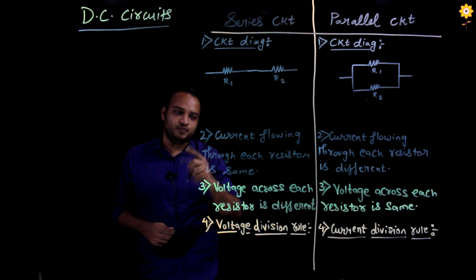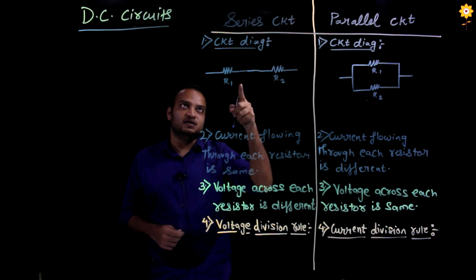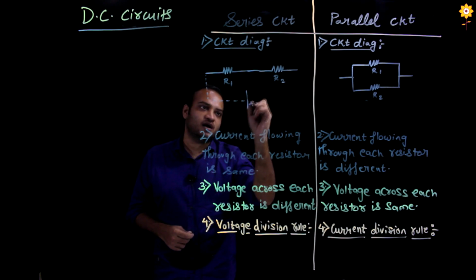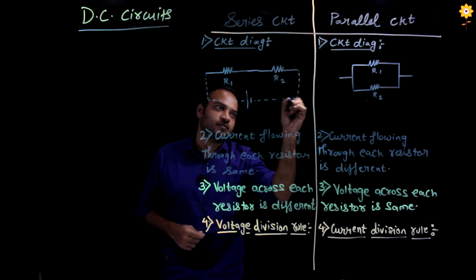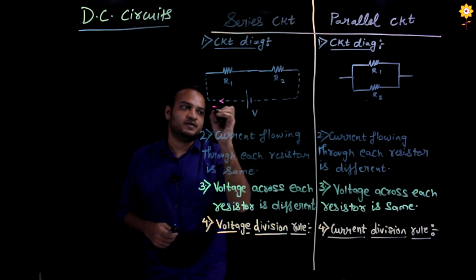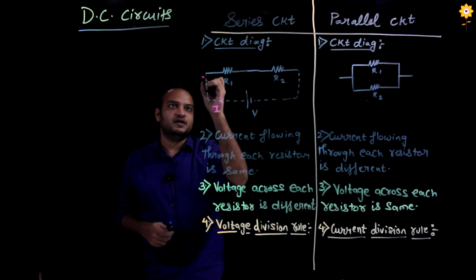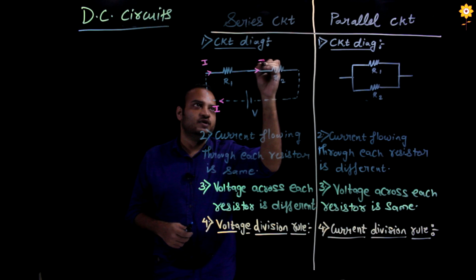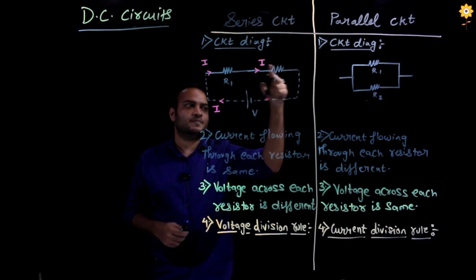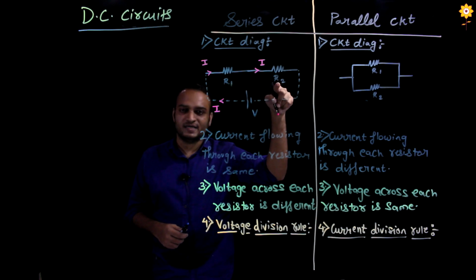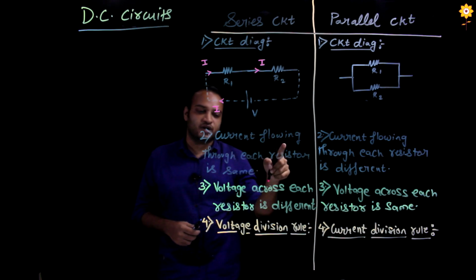Coming towards point number 2, in a series circuit, if I imagine a battery connected across R1 and R2, and there is some current supplied by the battery V, the current I will flow through the resistance R1, and the same current I will flow through R2 because there is no other path, right. So the current flowing through resistances R1 and R2 is going to remain the same. So in a series circuit, the current flowing through each resistor is the same.